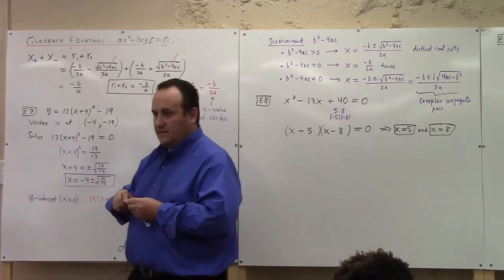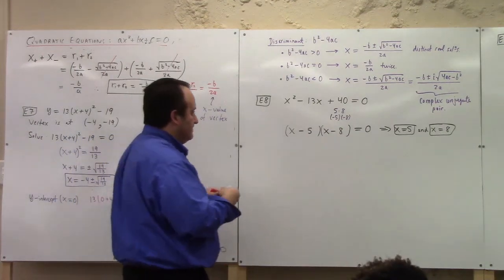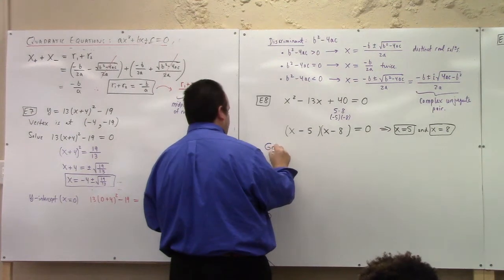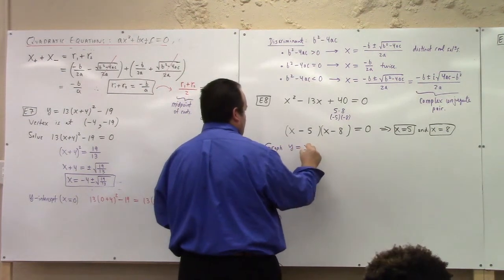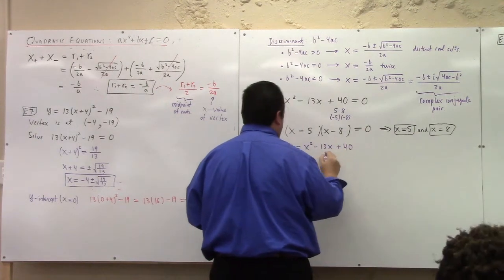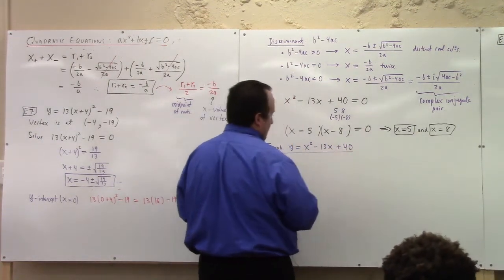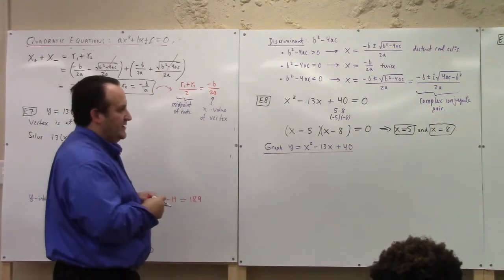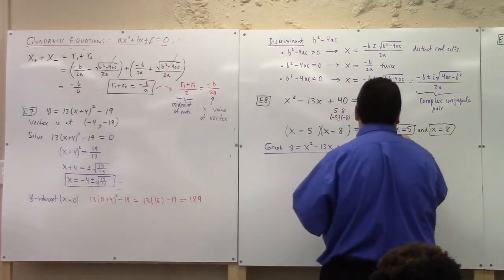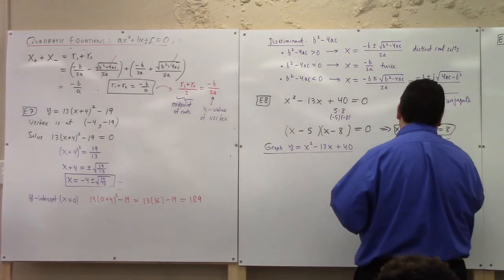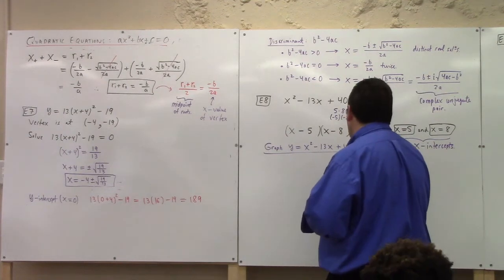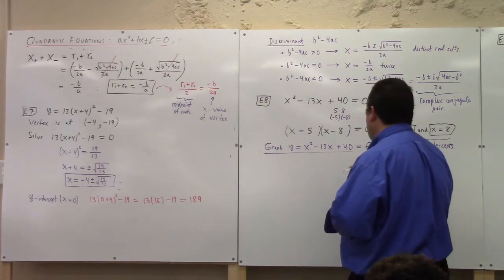All right, so you tell me, what's the graph y equals x squared minus 13x plus 40? What's it look like? Can you tell me some things? Well, I think you can tell me x-intercepts, right? These are the x-intercepts, 5 and 8. And let me call this thing f of x for the sake of discussion.